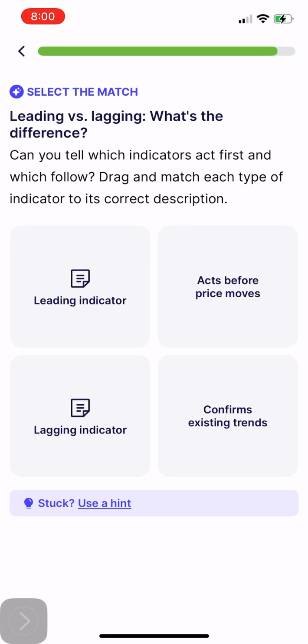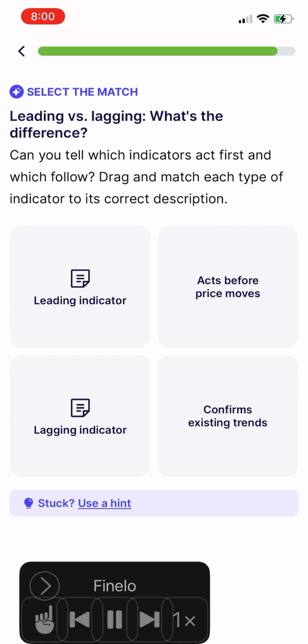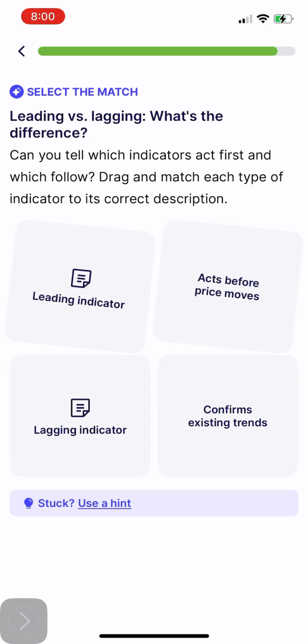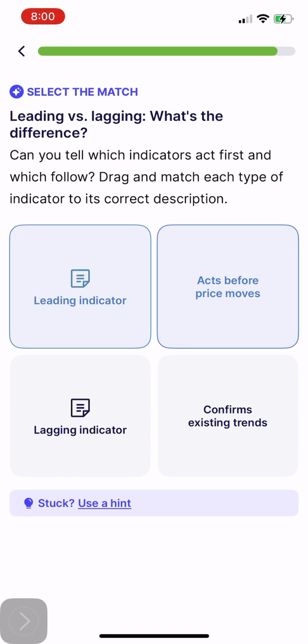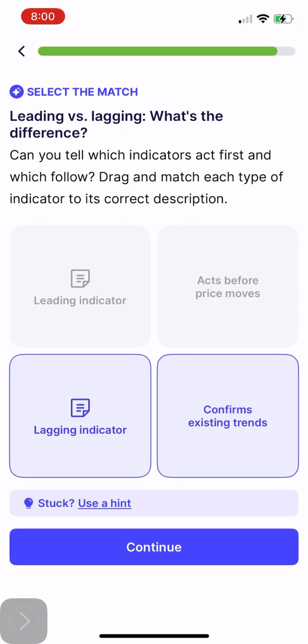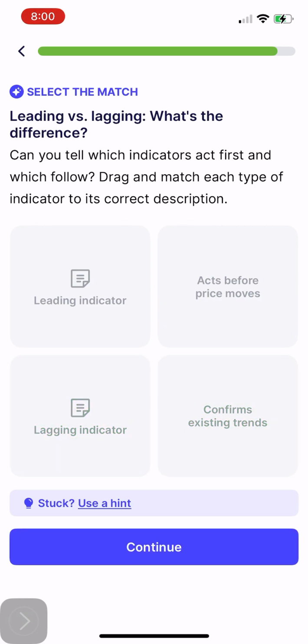Select the match, leading versus lagging. What's the difference? Can you tell which indicators act first and which follow? Drag and match each type of indicator to its correct description. Acts before price moves. Leading indicator. Confirms existing trends. Lagging indicator.